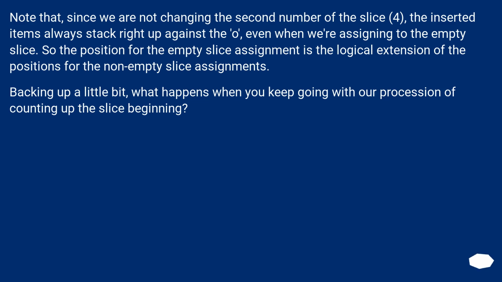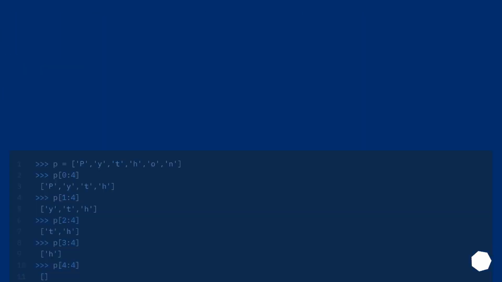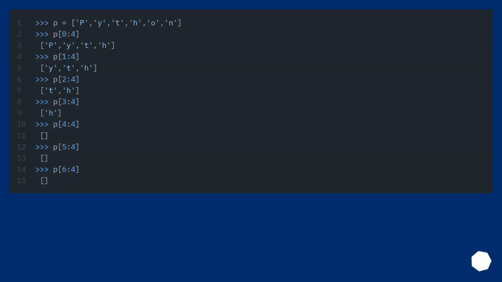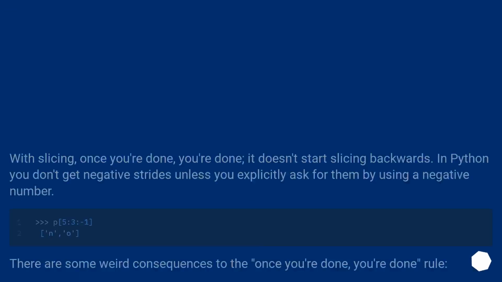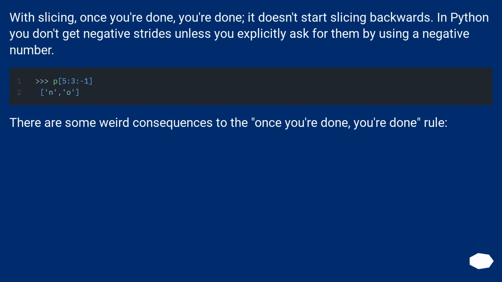Backing up a little bit, what happens when you keep going with our procession of counting up the slice beginning? With slicing, once you're done, you're done. It doesn't start slicing backwards. In Python you don't get negative strides unless you explicitly ask for them by using a negative number.